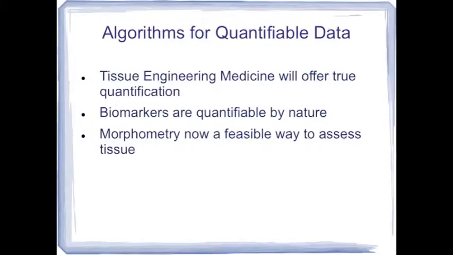The very novel thing about tissue engineering medicine is that it will be the first field of pathology that will be 100% quantifiable. This is because the use of biomarkers, I believe, will be a very large force in the emerging field of tissue engineering. Biomarkers themselves are quantifiable by nature, and as technology is advancing rapidly, morphometry for assessing tissues is now a very feasible option.